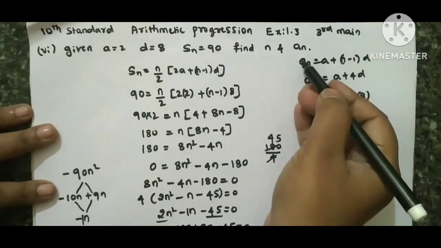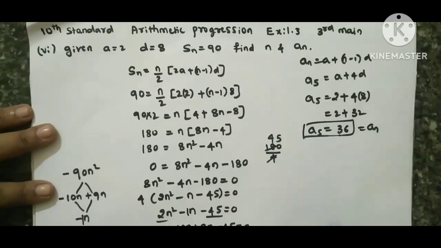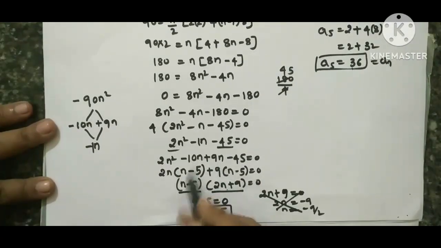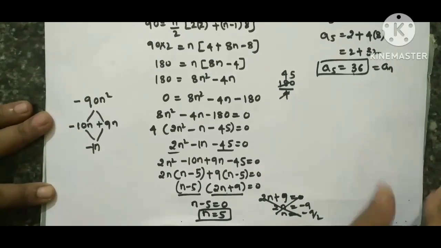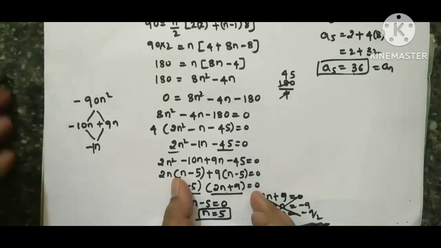After finding n, we got to know that it is an. So an or a5 is equal to 36 and the n value is 5 here. This method is important. Everywhere we are going to use this method while solving the sums. Please revise this once. I already solved sums like this in my videos. If you want, watch those videos also.